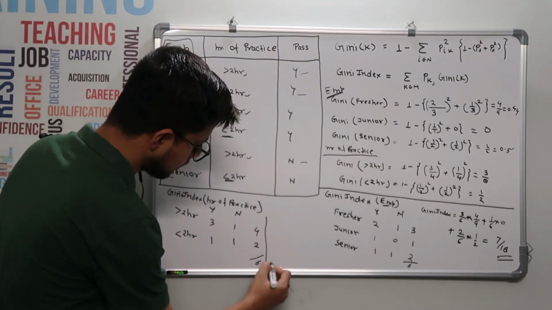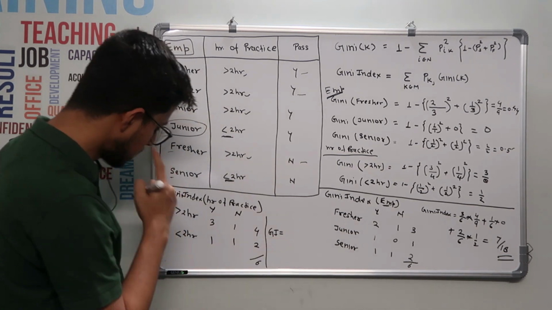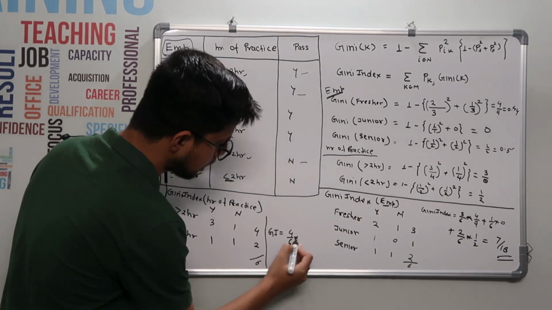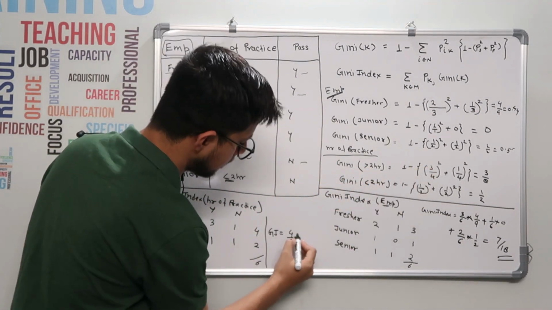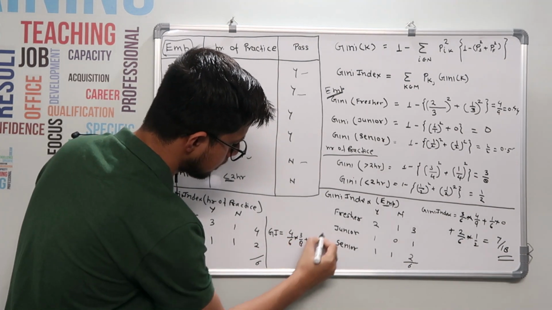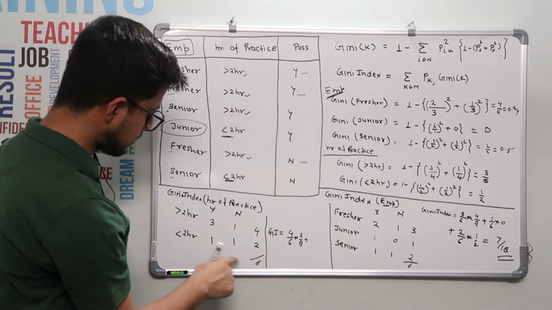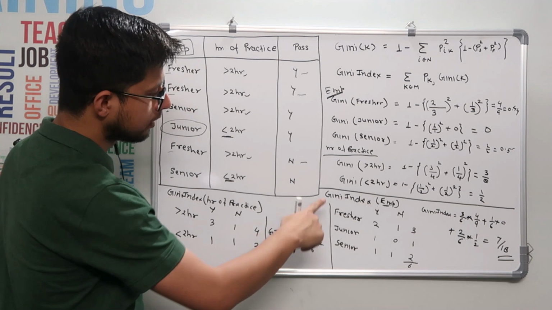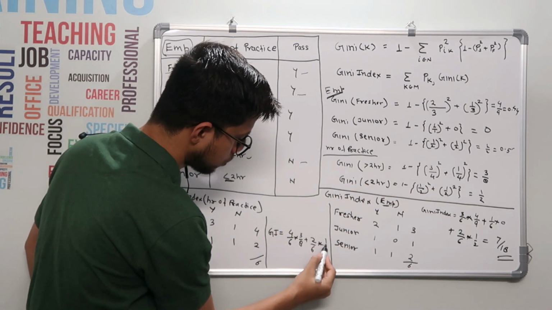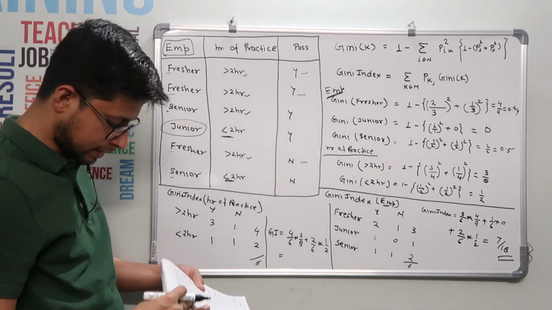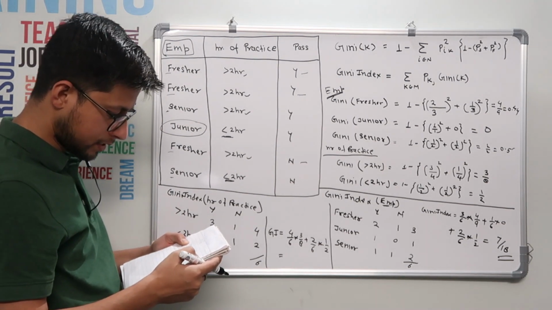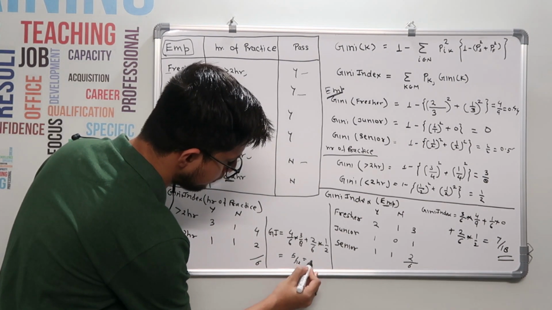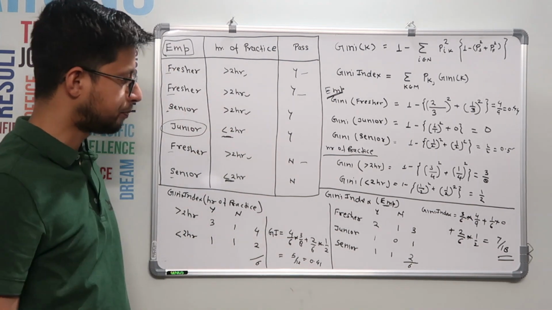So Gini index will be probability of greater than 2 hours, that is 4 by 6 multiplied by Gini of greater than 2 hours, that is 3 by 8, okay? Plus 2 by 6, that is a probability of less than 2 hours, 2 by 6 multiplied by that Gini of less than 2 hours, that is 1 by 2. And it will come something like, it will be 5 by 12. And it is somewhere 0.41, okay?